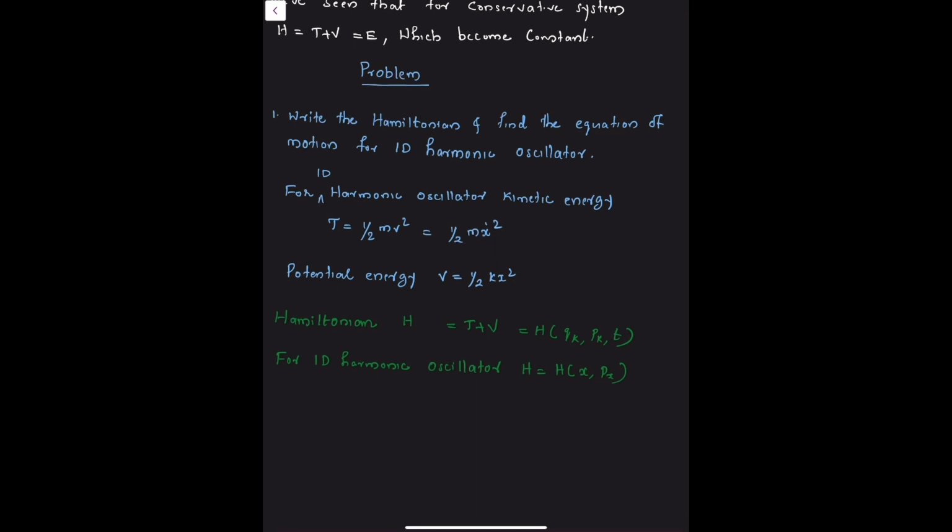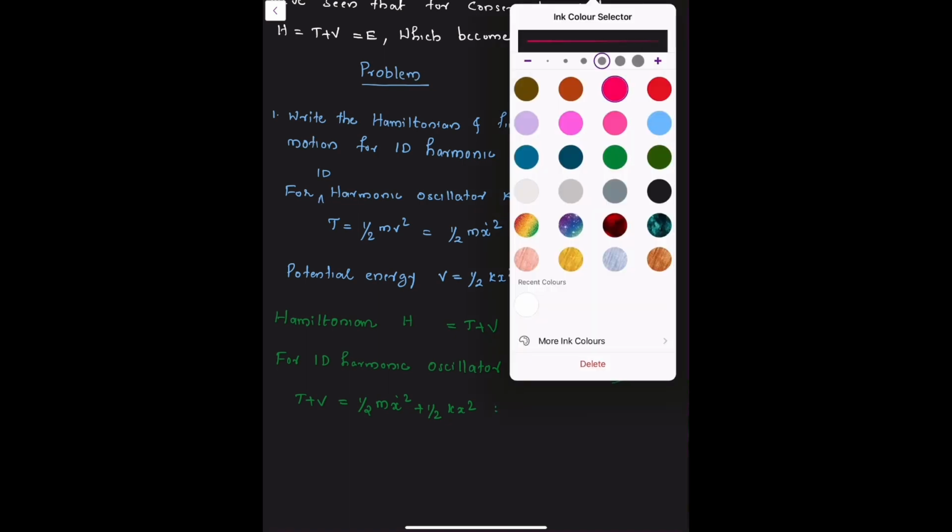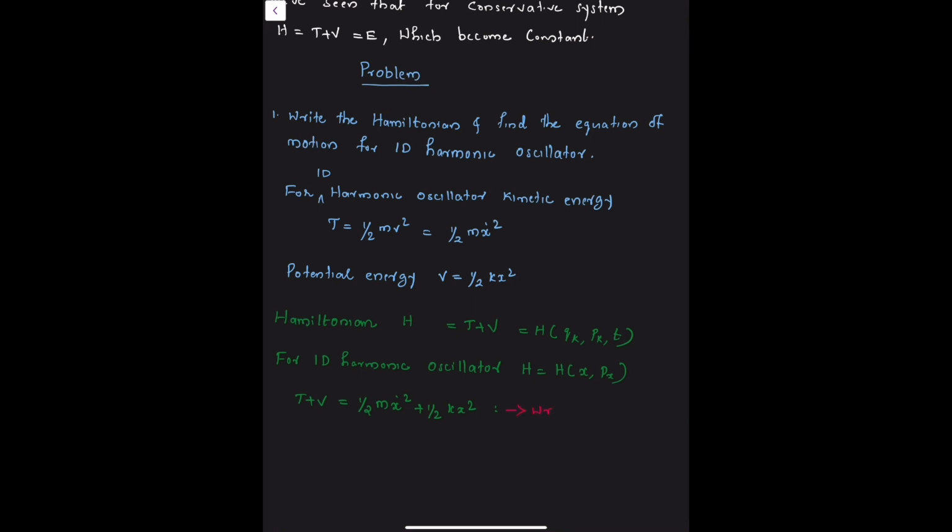Since H is a function of x and px, our Hamiltonian must contain these terms. But Hamiltonian, that is T plus V, we can write this T plus V as half m x dot square plus half kx square, since kinetic energy is half m x dot square and potential energy is half kx square. But this does not represent a Hamiltonian function, because in this function there is a term x dot, but the Hamiltonian function does not contain x dot.